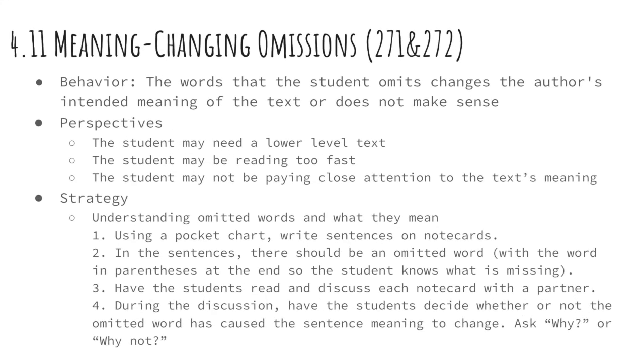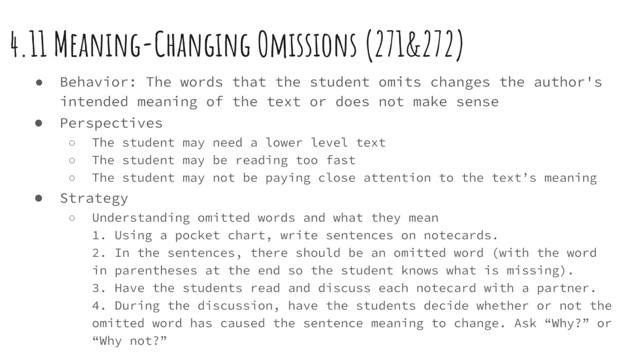In section 11 of chapter 4, this focuses on students making omissions throughout their miscue that has a meaning change. So this means that the behavior that the student is showing is that the words they're omitting from their sentences change the author's intended meaning of the text, or the omissions they're making mean that the sentence does not make sense anymore. Some perspectives that the student may have when making these miscues is that the student may need a lower level text. The student may also be reading too fast and needs to slow down. If something is distracting the student, they may not be paying close attention to the text's meaning as well.